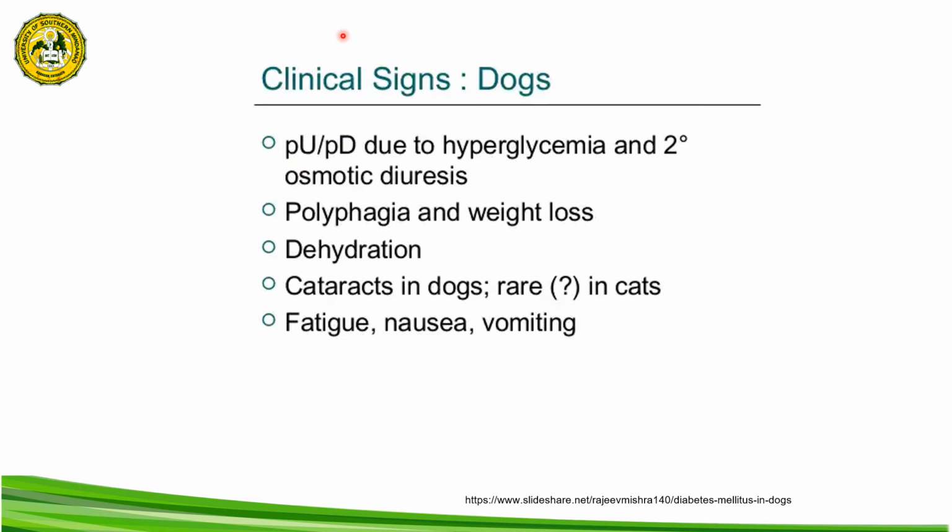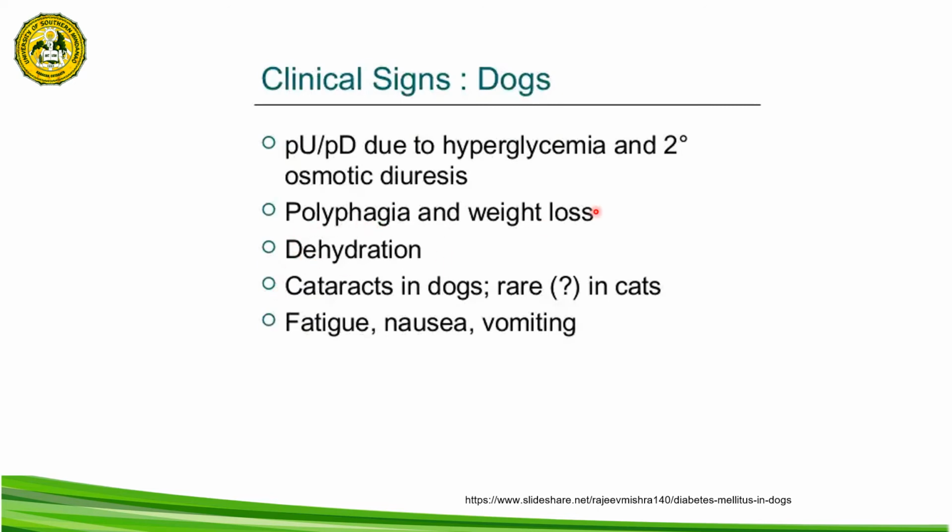There is also polyphagia. Polyphagia is the increase in hunger or increase in appetite. So in diabetes, the glucose won't be able to enter the cell. Because the glucose will not enter the cell, the body cannot convert the food into energy. So this lack of energy will cause an increase in hunger. So that is why there is polyphagia. There is also dehydration as a result of polyuria.